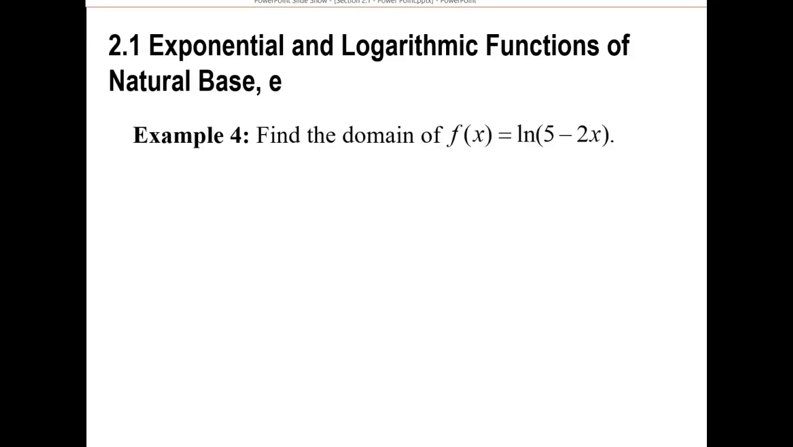All right, find the domain of f of x equals the natural log of 5 minus 2x. So 5 minus 2x is sitting where the x typically would be. That expression, because that's what you're going to take the log of, it's all in parentheses, must be greater than 0. You can only plug in a positive number to a log function. So we're going to solve that inequality.